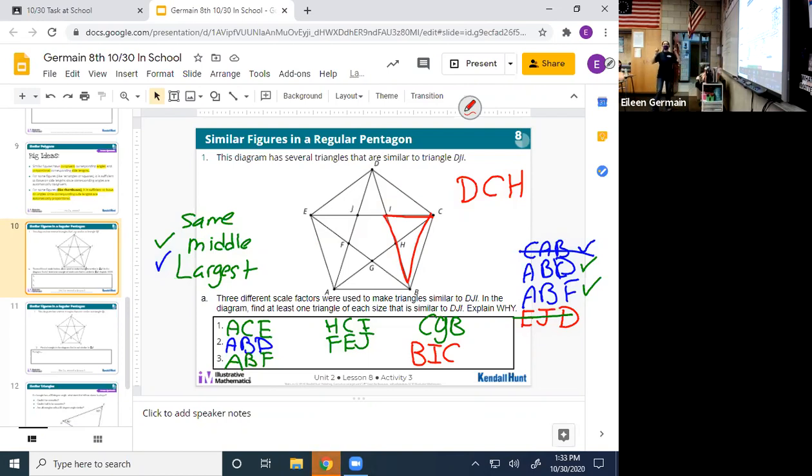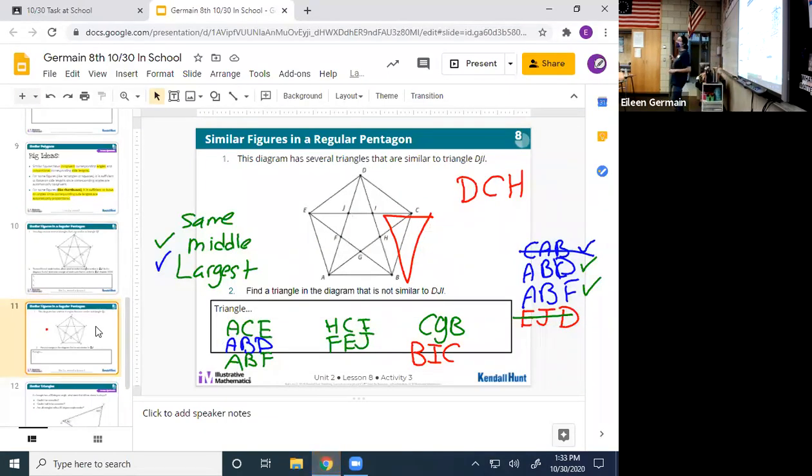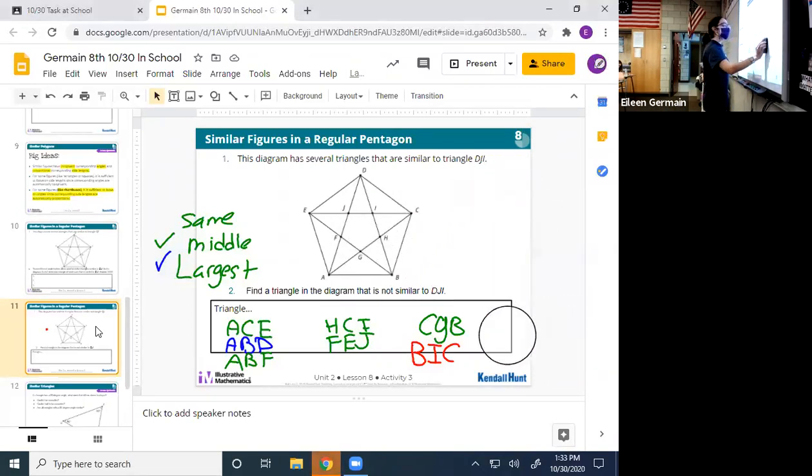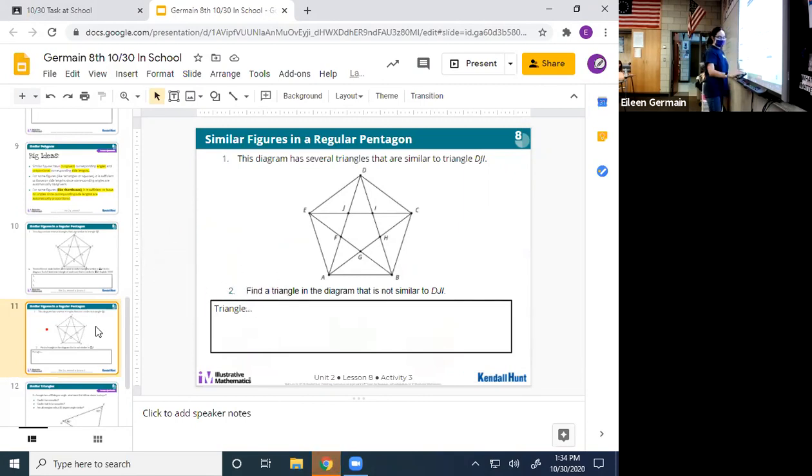Okay, so now the next piece of this, number 2 for this problem, is actually letter B, it's going to ask you to list off triangles that are not similar to DJI. I want you to take a minute right now to list off a couple triangles, 3 or 4, that are not similar to DJI. Throw them in the chat when you start to come up with some.